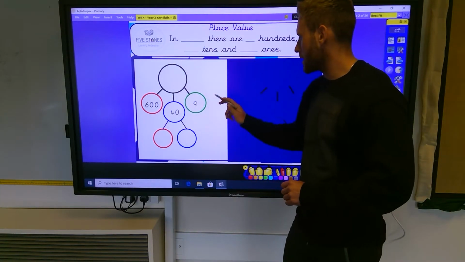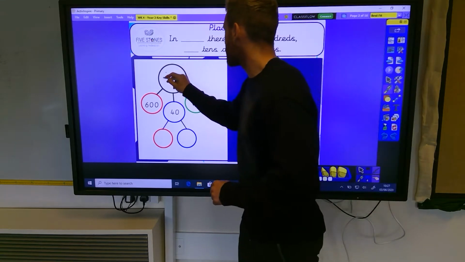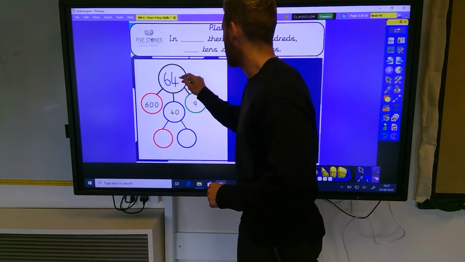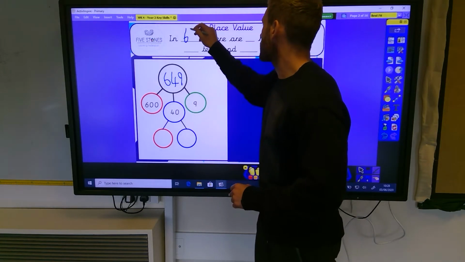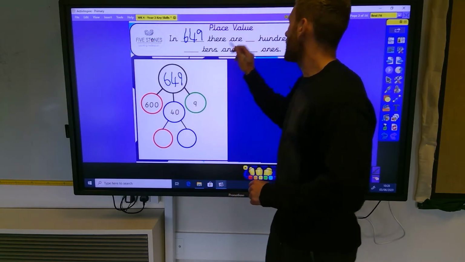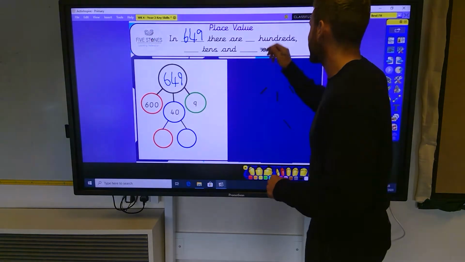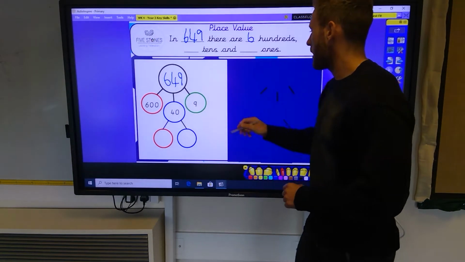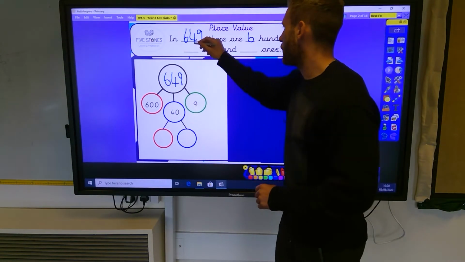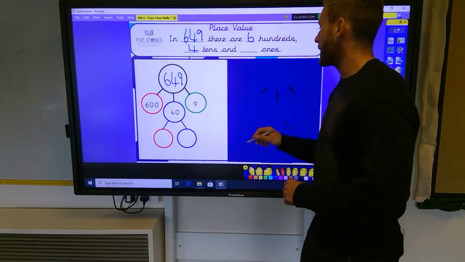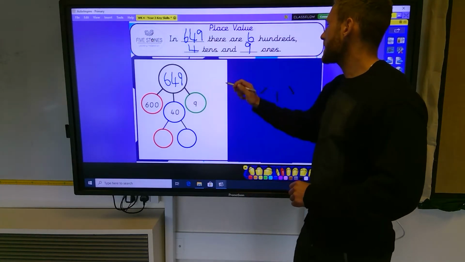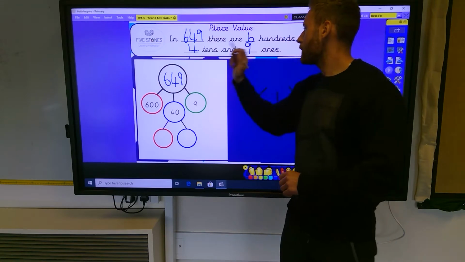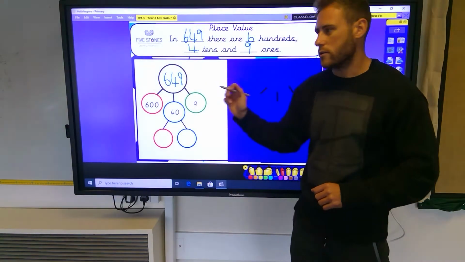649. Brill. 649. So in 649, there are 600s. There are how many tens? Yes, there were 4 tens. And finally, there are 9 ones. So in 649, there are 600s, 4 tens, and 9 ones.